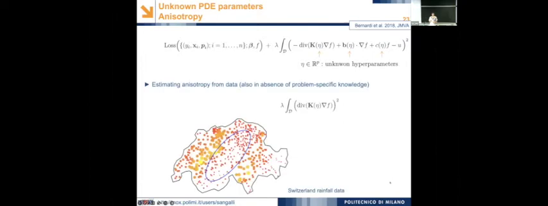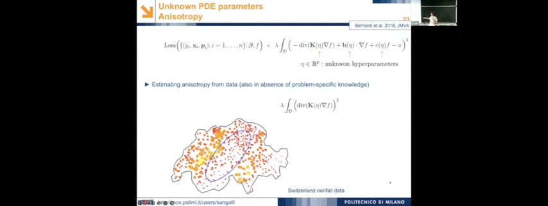Of course, in this application, the PDE depends upon some unknown parameters that are estimated from the data. And in fact, even in contexts where we do not have any prior knowledge about the phenomenon in the study, this ability to estimate the parameters directly from the data is crucial because, for instance, we can estimate the anisotropy directly from the data.